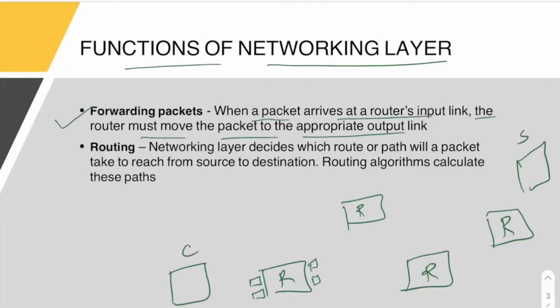But what networking layer will do is, let's say from the client the packet first goes to this router. Then there will be a networking layer in this router that will help in forwarding this packet maybe to the next router in the path.